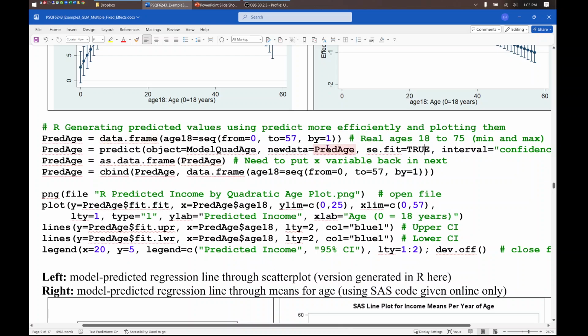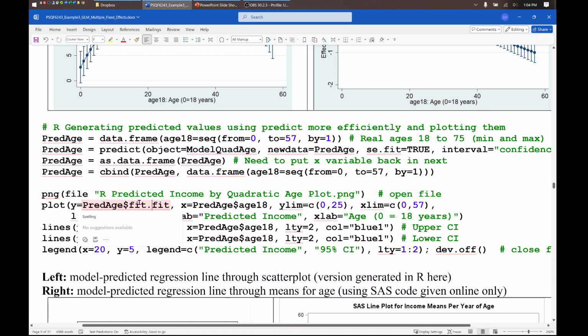Then after it's done, my data set is somehow not a data set anymore, so I needed to put it back in that way. So I changed it back into a data frame, and then I combined the original X values along with the new prediction. So that way I have X and Y together again in one data set. Then I can make a plot.